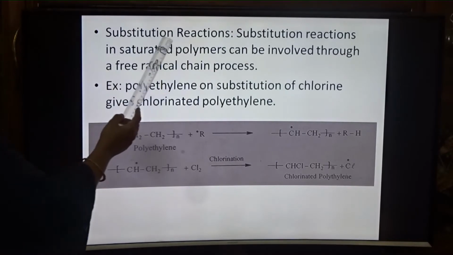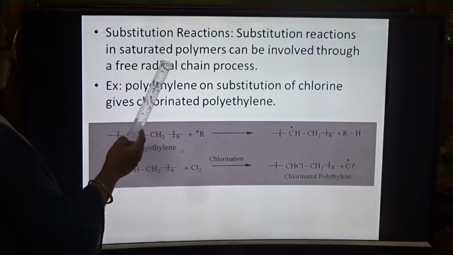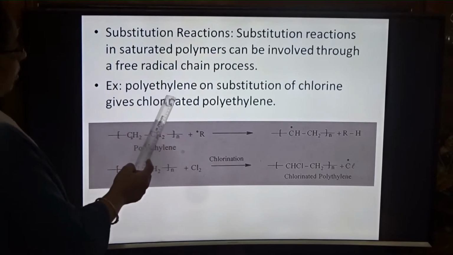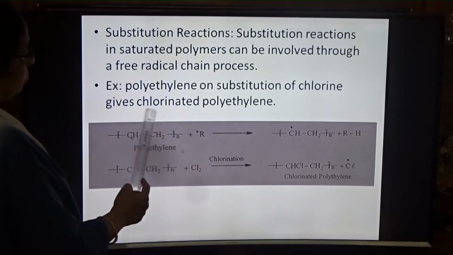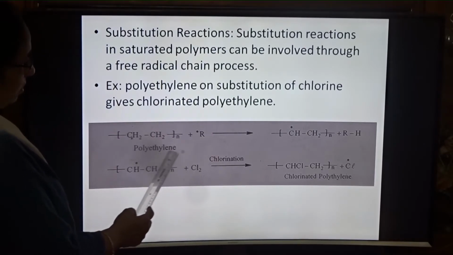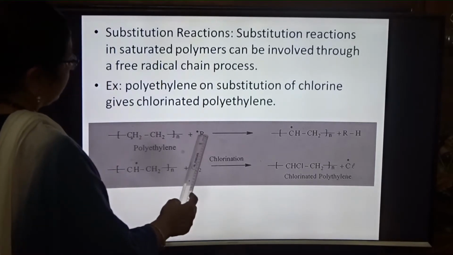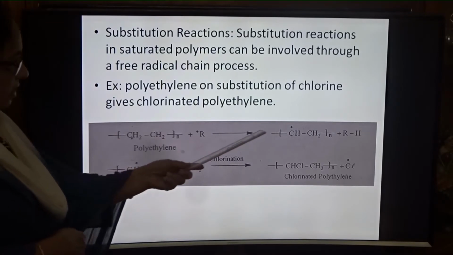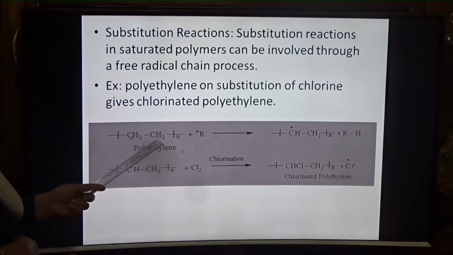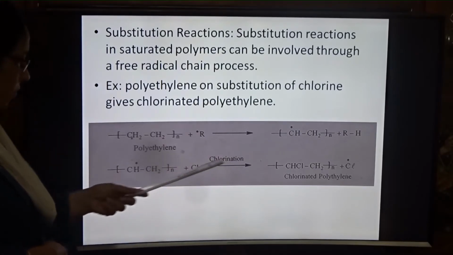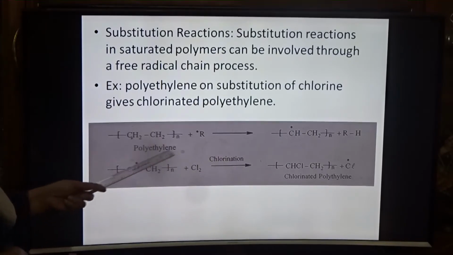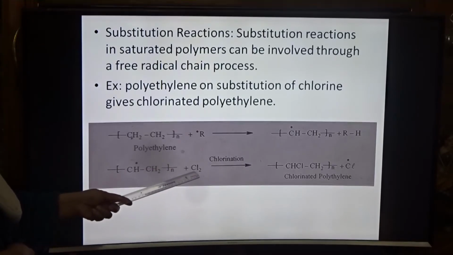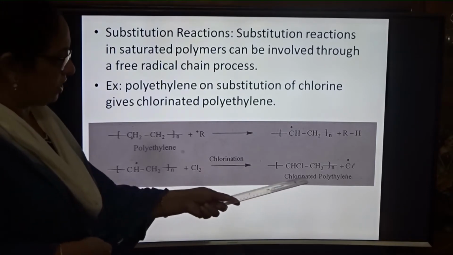Next is substitution reaction. In substitution reaction, saturated polymers can be involved through a free radical chain process. Example, polyethylene on substitution of chlorine gives chlorinated polyethylene by free radical mechanism. So here a free radical is there. The free radical abstracts one of the H, which goes to R and RH is formed, and here again a polyethylene free radical is formed. This polyethylene free radical again reacts with a chlorine free radical to give chlorinated polyethylene.